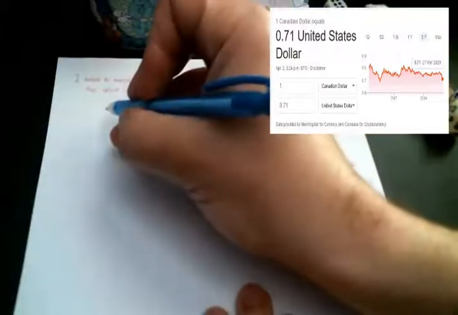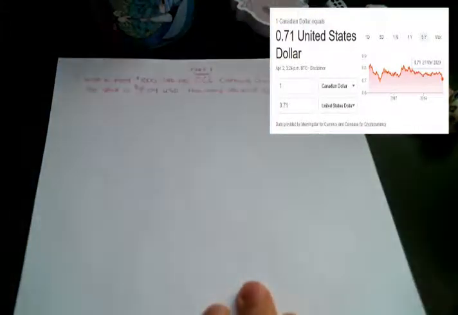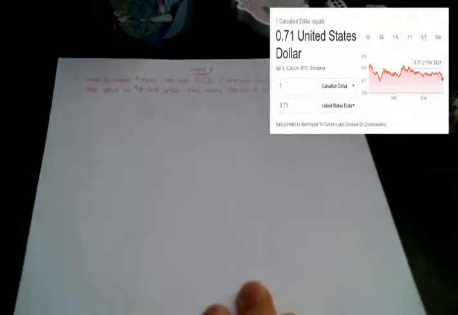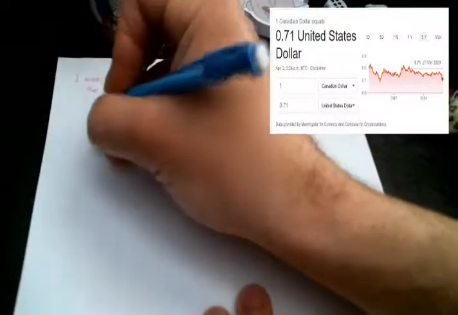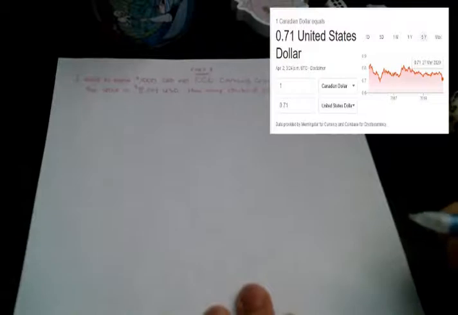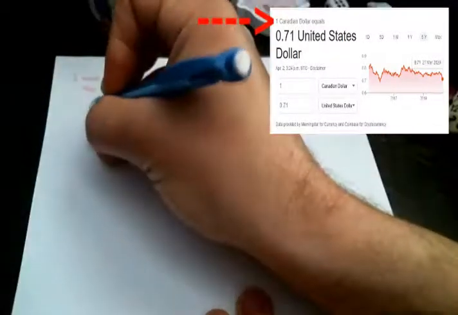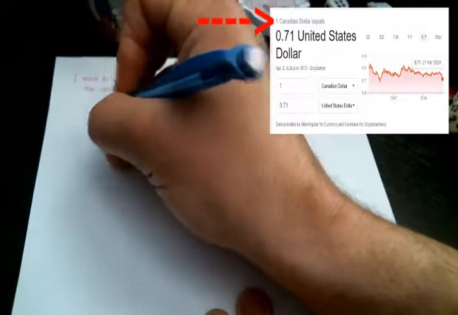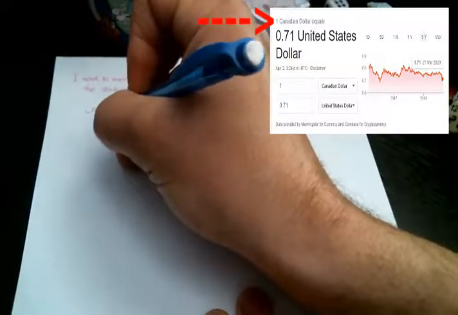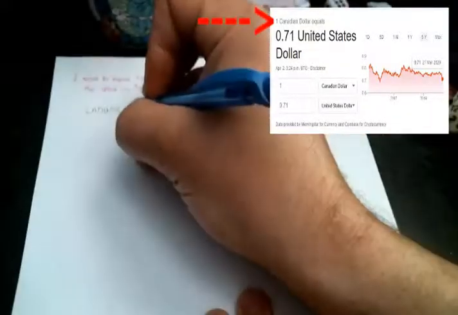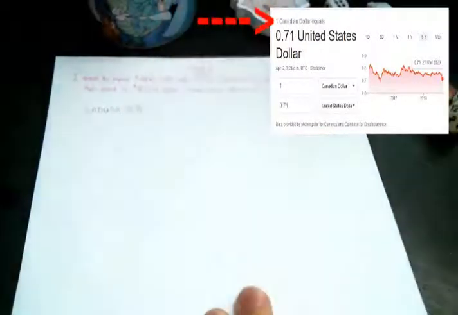Anyways, when you see the exchange rate written like that, remember I said in the lesson that the exchange rates are usually listed by two currencies. And because Canada comes first, where it says Canadian dollars, I'm going to write this exchange rate as CAD USA, and then I'm going to put the 0.71 on the end of it.